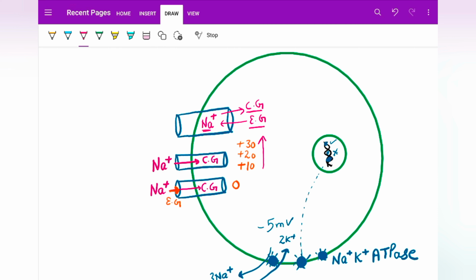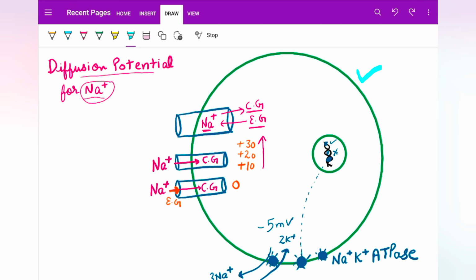So we say that diffusion in of the sodium ions is producing what? That is diffusion potential for sodium. See, what is diffusing across the membrane? This sodium, right? So we say that membrane is producing diffusion potential for which ion? That is sodium.